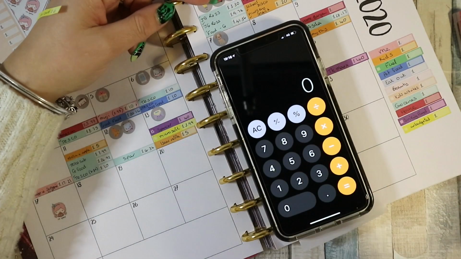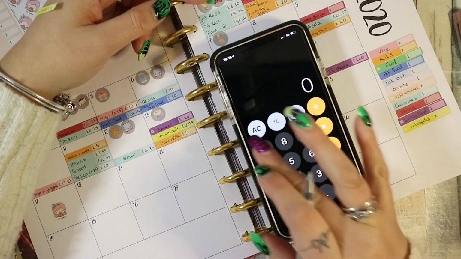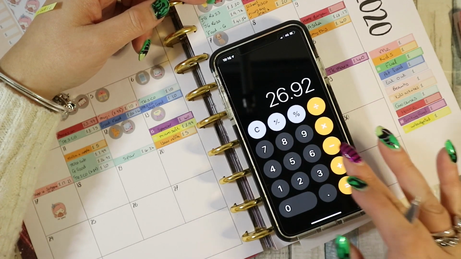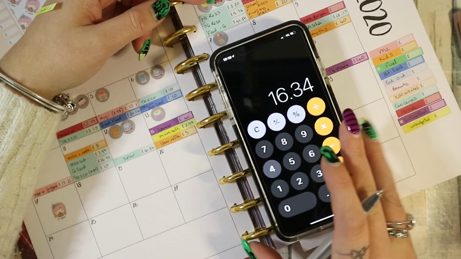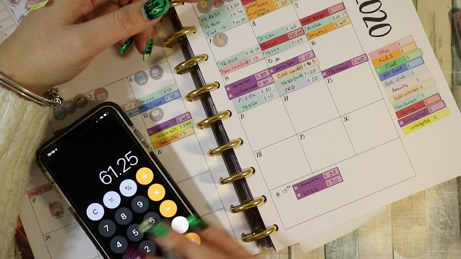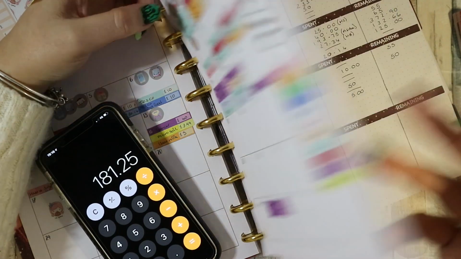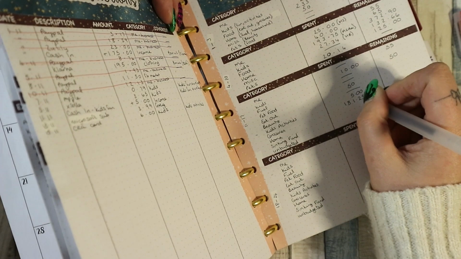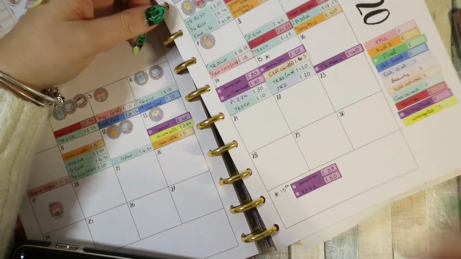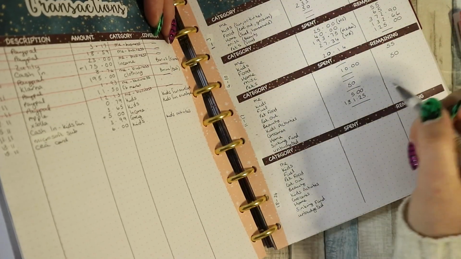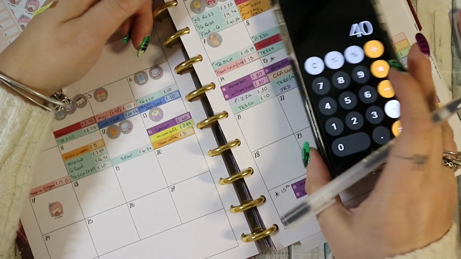Groceries, that's the big one. So it's $7.99, 26.92, 16.34, and 10 and 120. It was 181.25. Home, no home transactions. That's things like laundry detergent, householdy type stuff. Sinking funds, yes. This is where we get into it.